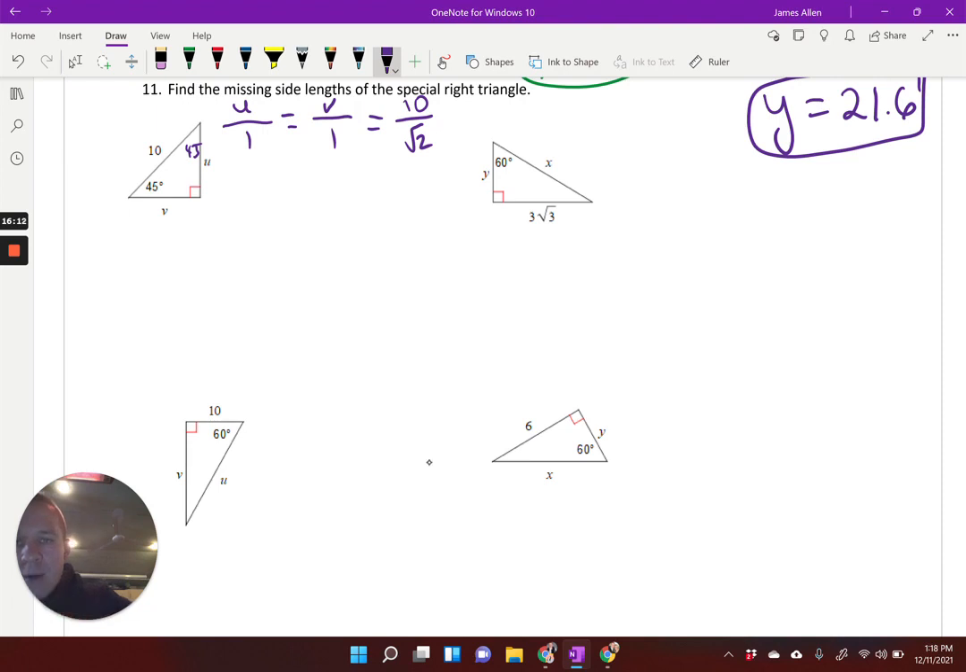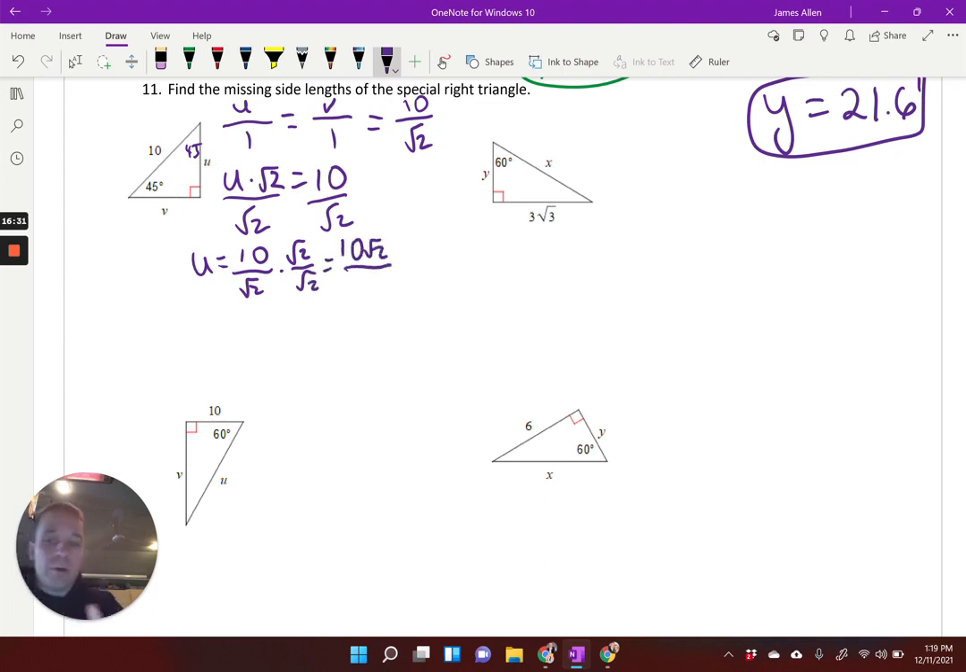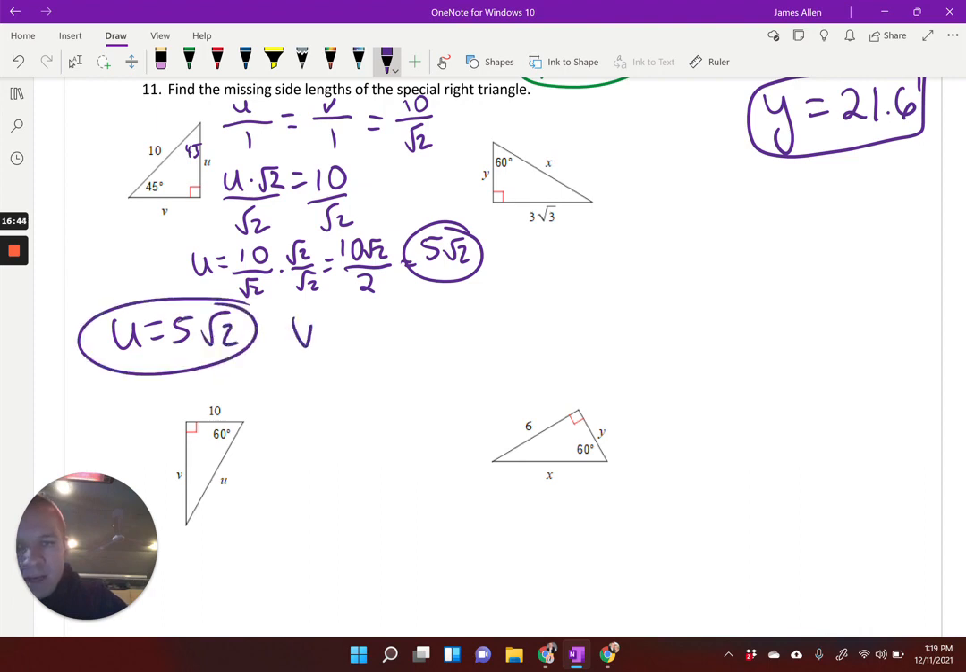Cross multiply, I'll do U times root 2 equals 10 times 1. And then I'm going to divide by root 2. So I get U equals 10 over root 2, but we know we cannot leave it like that. I need to rationalize. So I get 10 root 2 over square root of 2 times square root of 2, which is square root of 4, which is 2. And then I got to reduce that to 5 root 2. Now, since U and V are both across from the same measure angle, U and V equal the same thing. So we're done. Cool. All right. Next one.